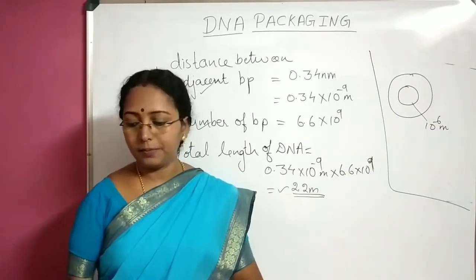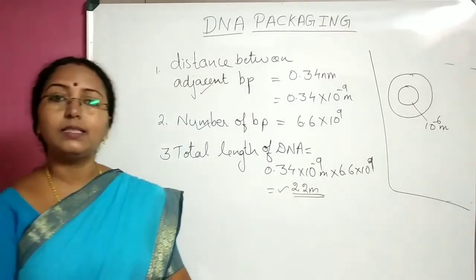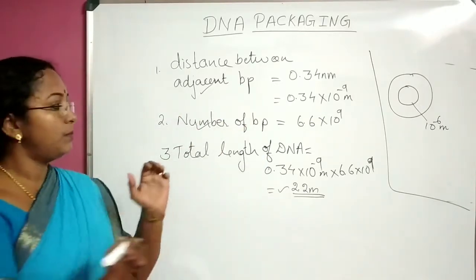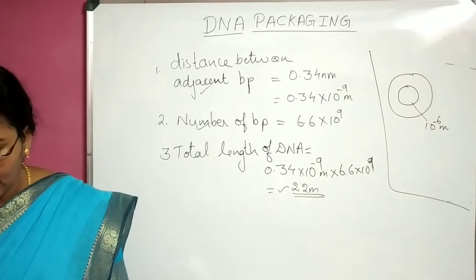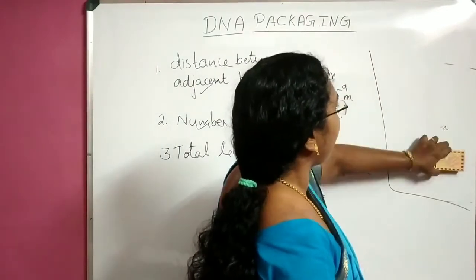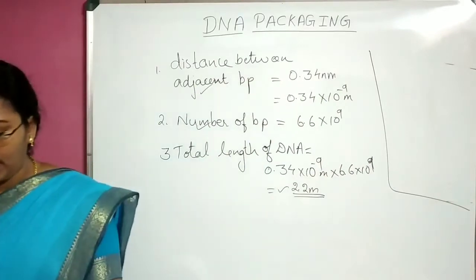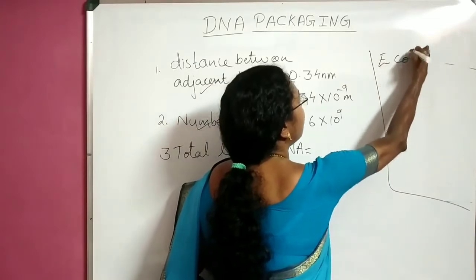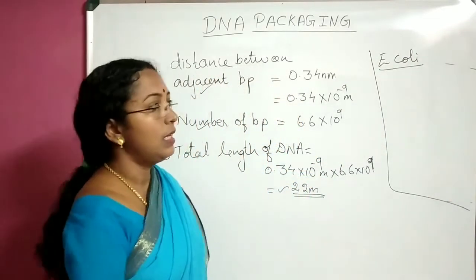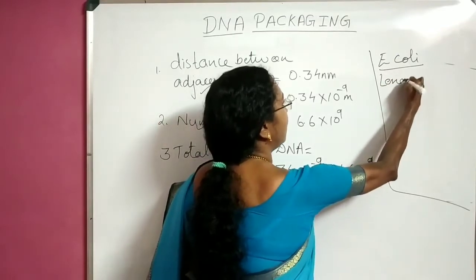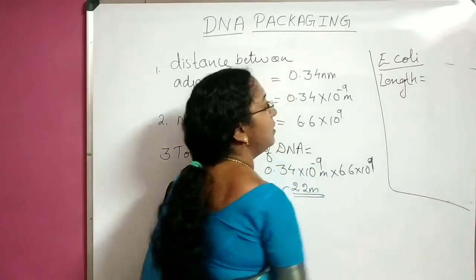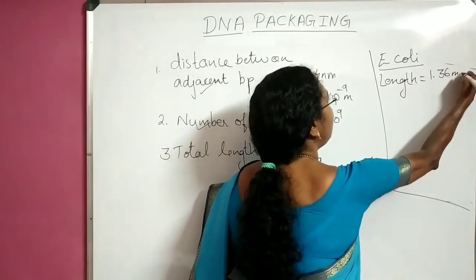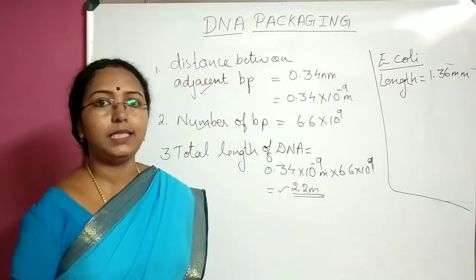Now let's see how this packaging is done. I hope you understood these dimensions. From this, children, one question can be asked. Suppose I am telling you the total length of the E. coli genome, the DNA, is 1.36 millimeters. This I told you, the length.